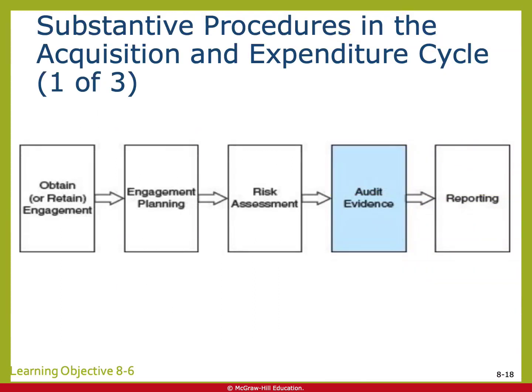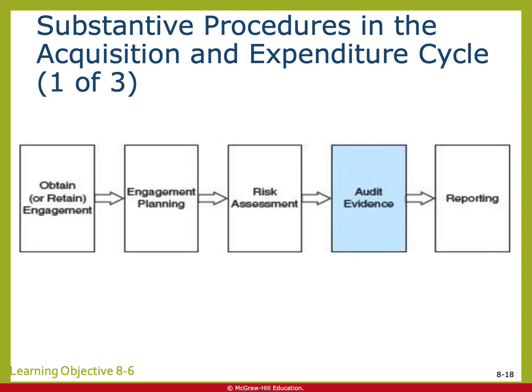Within the acquisition and expenditure cycle, the nature of audit evidence can vary depending on the specific accounts and assertions. For example, with respect to accounts payable and accrued liabilities, audit evidence would include examining vendor invoices, purchase orders, receiving reports, and other supporting documentation to ensure that all liabilities are recorded.